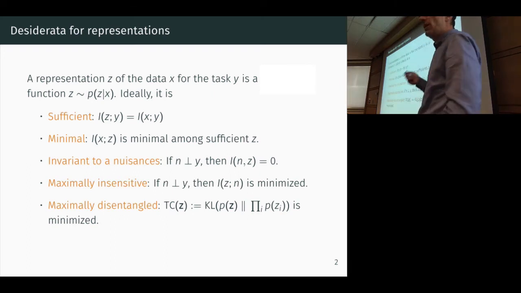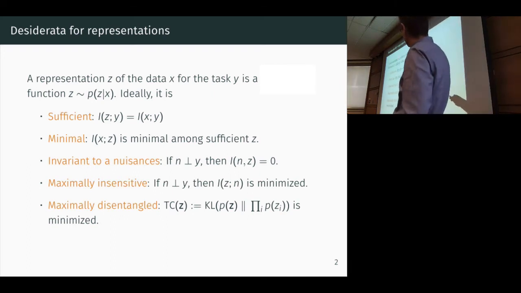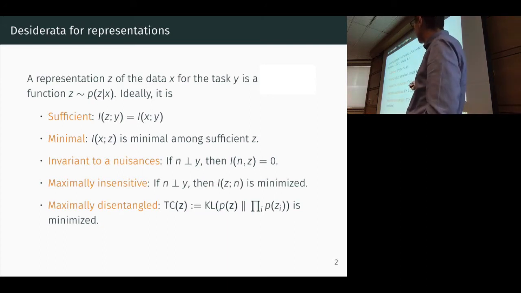So a representation is a function of the data that's useful for a task. A function is, in this case, a stochastic function. So it's a random variable drawn by a posterior where the data x and the task y are also random variables. So a representation is any function from the posterior p of z given x. So it's a function of the data. And it has to be useful for a task, which means that the representation must contain the same information about the task that the data does. Okay? So this is sufficiency.